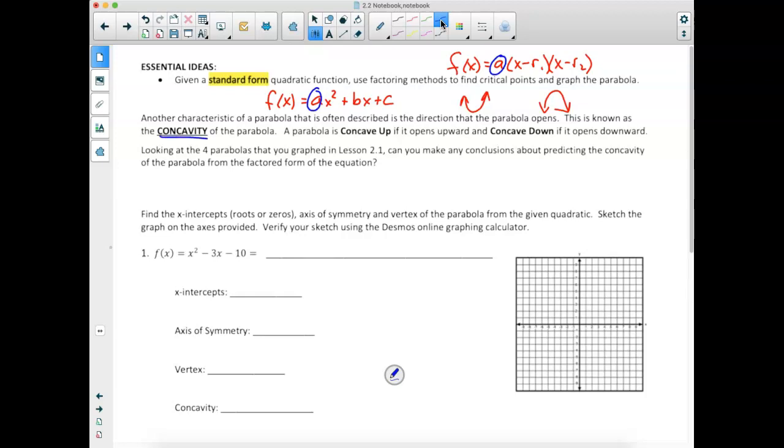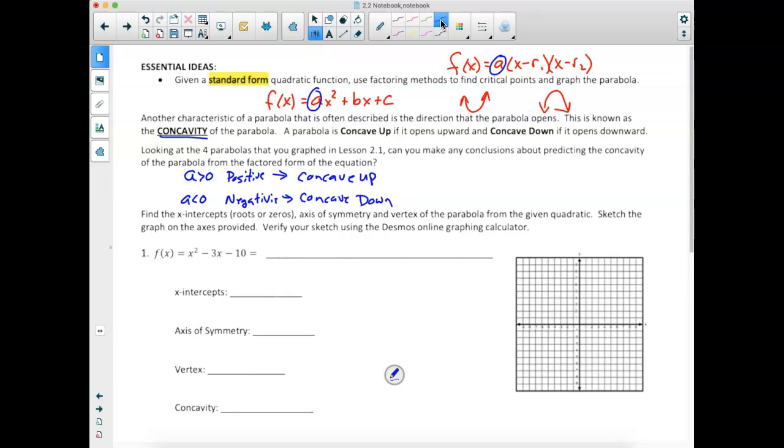Because if you look back, anytime we had an a greater than 0, that just means it's positive, it was concave up. And anytime a was less than 0, meaning it's negative, the a value, it is concave, you guessed it, down. Okay?